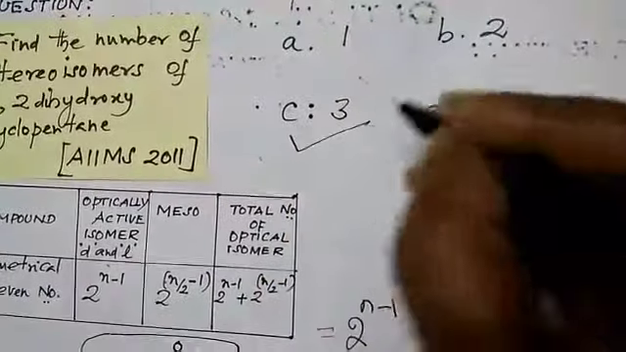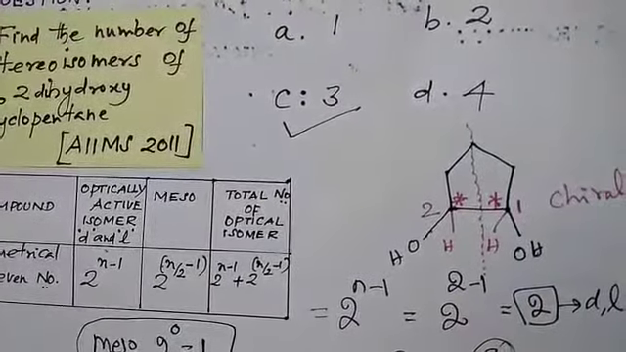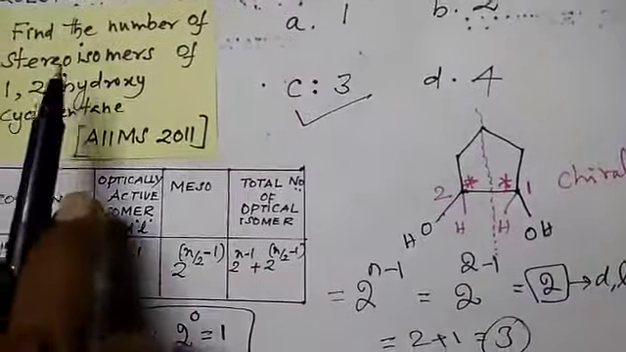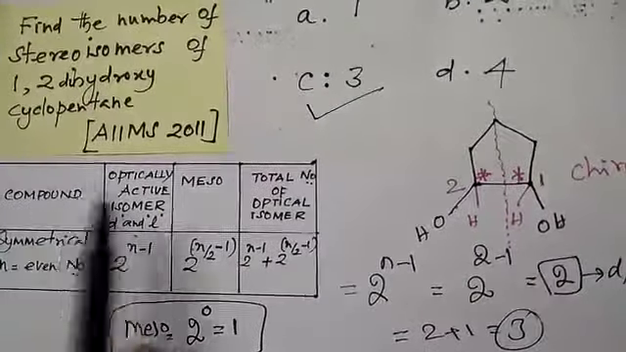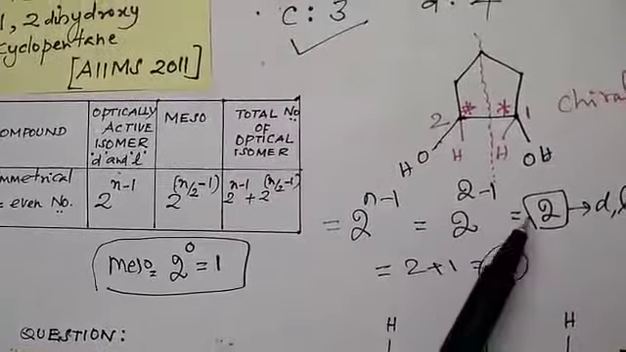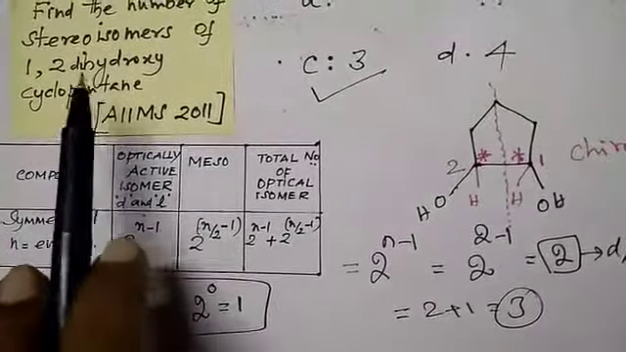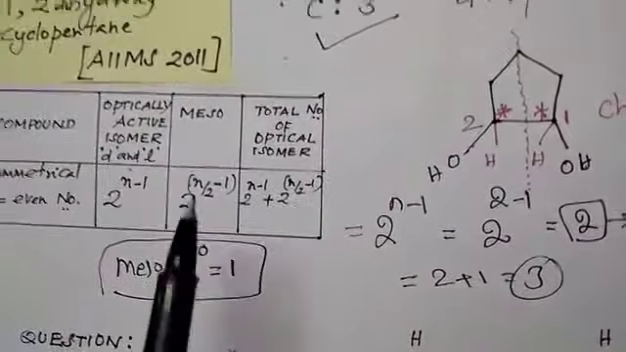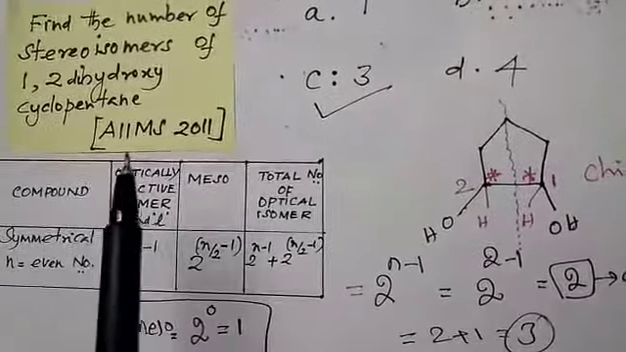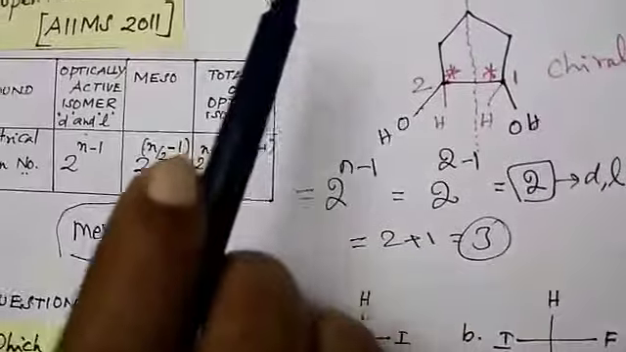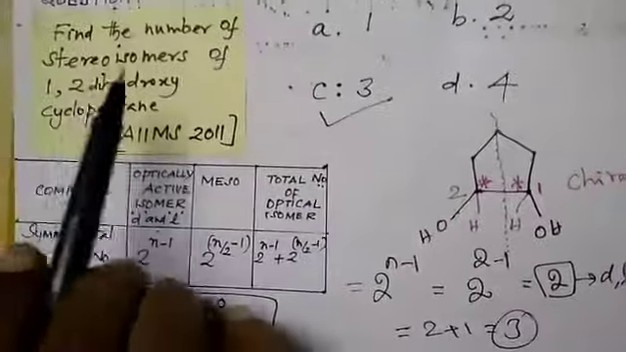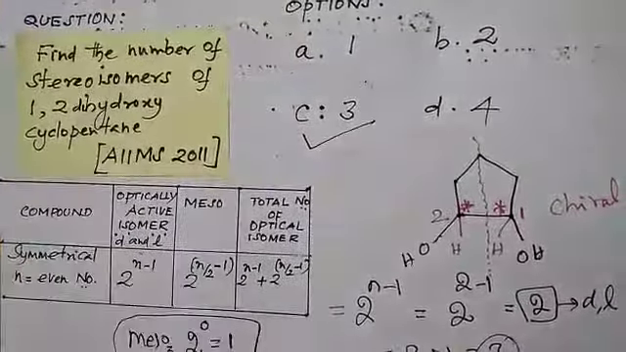Options are given here. So you should be very careful about the wording. If the question asks how many optically active isomers, the answer is 2. If the question asks how many meso isomers, the answer is 1. If it asks how many stereoisomers, in other words optical isomers, then for this question the answer is 3. Okay, so you should be very clear about this knowledge.